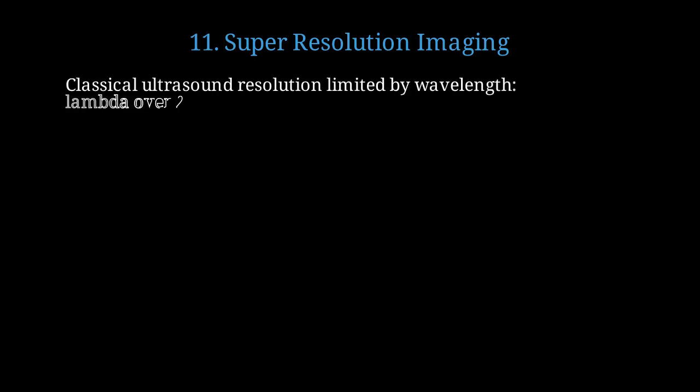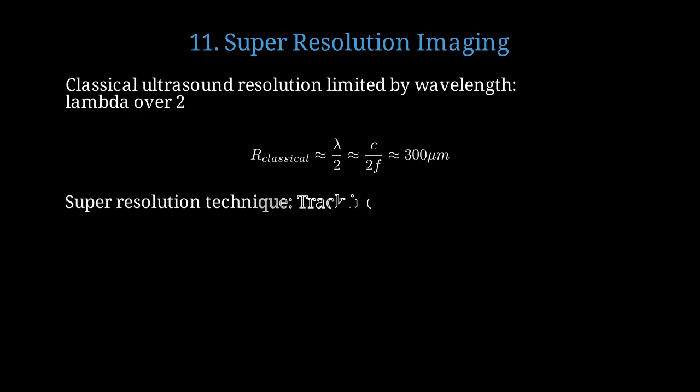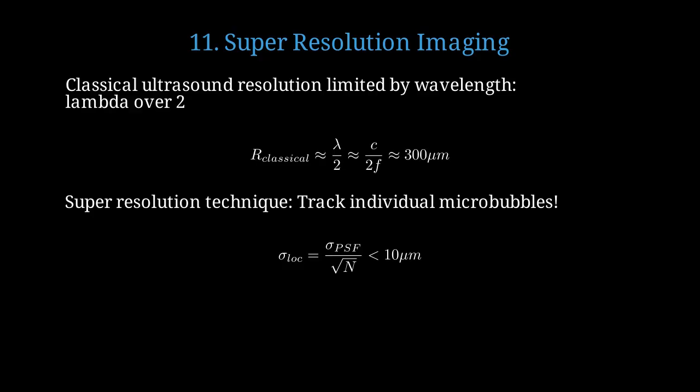Classical ultrasound resolution is limited by the diffraction limit, roughly wavelength over 2, typically several hundred micrometers. For a 5 MHz ultrasound, the classical resolution is about 300 micrometers, insufficient for visualizing tiny blood vessels. The breakthrough is to track individual microbubbles flowing through blood vessels, localizing each bubble with sub-wavelength precision. The localization precision equals the point spread function width divided by the square root of detected photons, achieving resolutions below 10 micrometers.